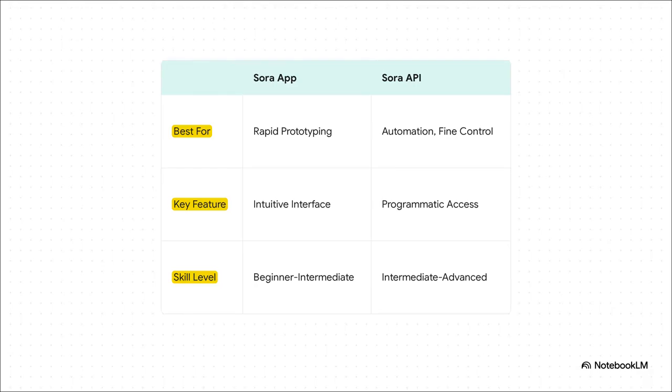So here's the deal. You need to pick the right tool for the job. On one side, you've got the Sora app. The best way to think about this is like a really powerful, really smart point-and-shoot camera. It's fast, it's visual, and you get amazing results in no time. But then you have the API. Now that's like your fully manual, professional camera. It gives you absolute control, but yeah, it expects you to have a bit more technical know-how. Let's start with the app.